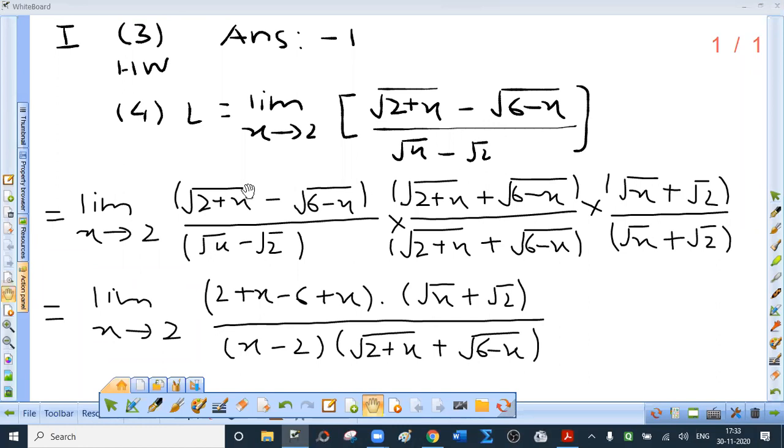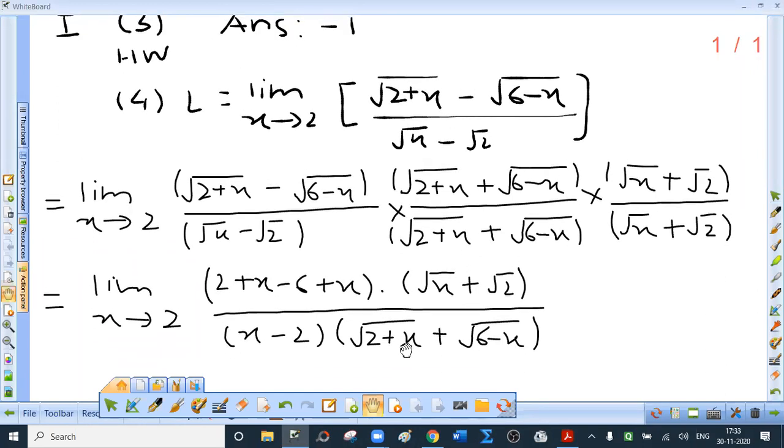Okay. Now next step, what is the product of first and second in the numerator? (a minus b) into (a plus b) is a square minus b square. You have to be careful while opening the bracket. So 2 plus x minus (6 plus x). What about this? As it is. In the denominator, take the product of first and third terms. So it is x minus 2. This as it is. Right now.